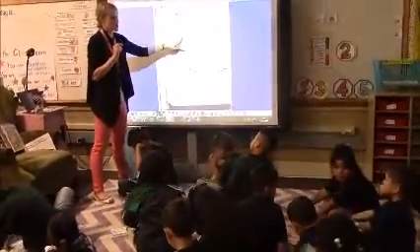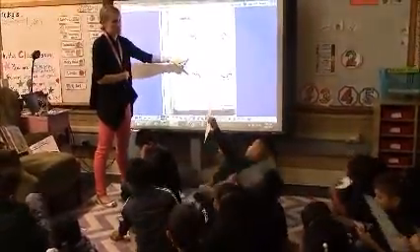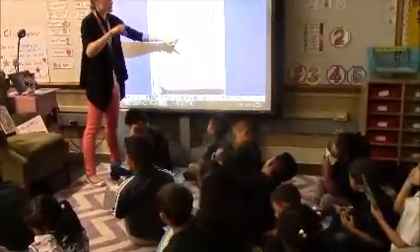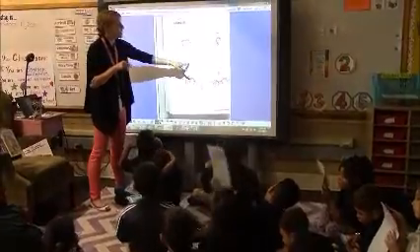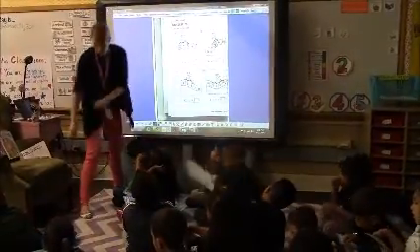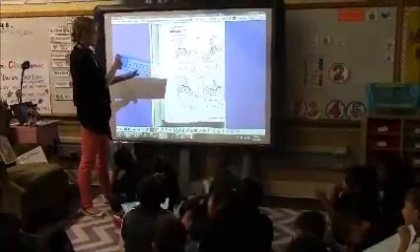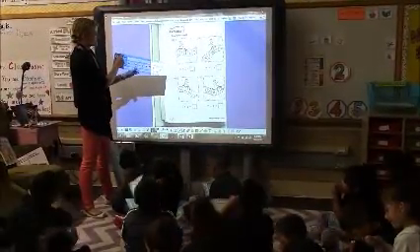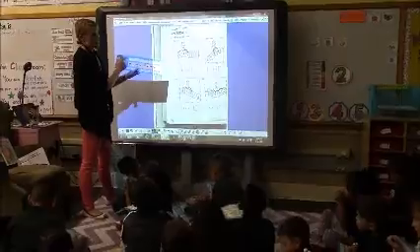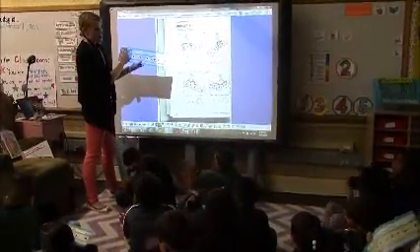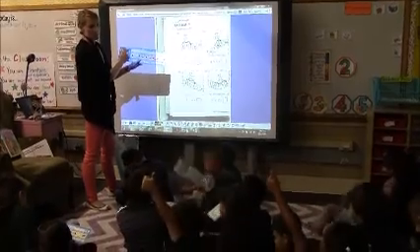Where do we put our finger? What number? 3. Everybody, the finger goes on 3. How many hops will our finger make, just like the frog? 2. So put your finger on the 3, and we are going to make 2 hops together. 1, 2. Where does my finger end, Brisa? 5. Who agrees? Me, I do.